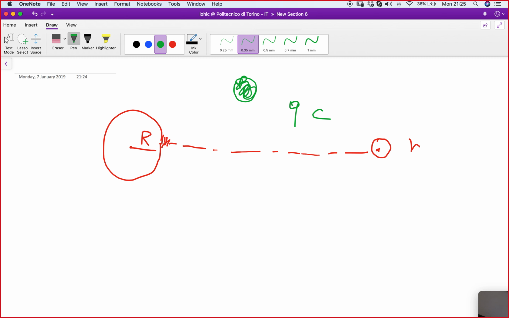Is that clear? Okay, so in the next lecture, that is on Wednesday, we will talk about and resolve these exercises.